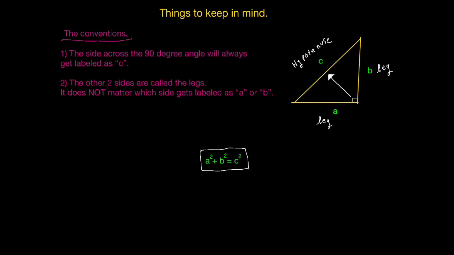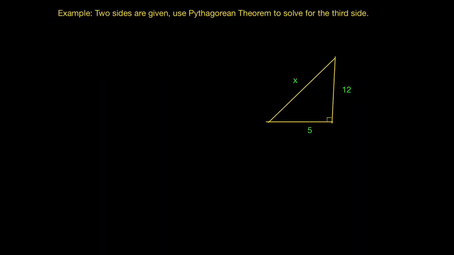Let's begin by looking at this problem here. So example, two sides are given. Use the Pythagorean theorem to solve for the third side. So what the Pythagorean theorem promises is that as long as you know two of the sides, if you use the formula a squared plus b squared equals c squared, you will be able to get the outcome of your missing variable.